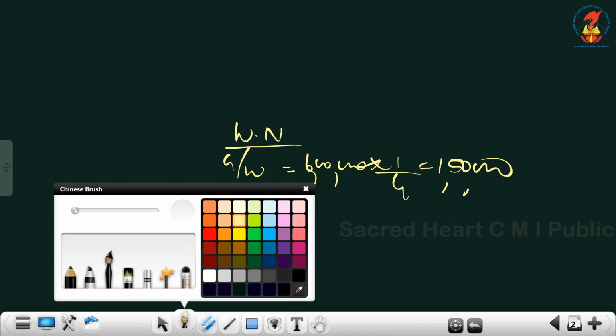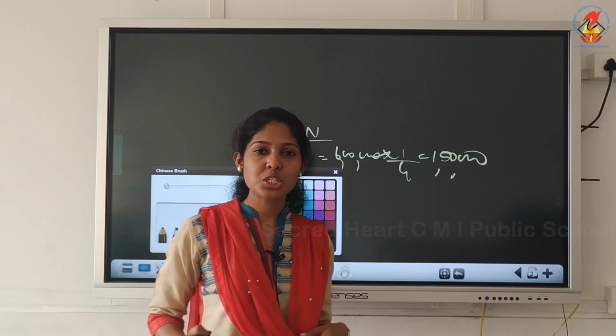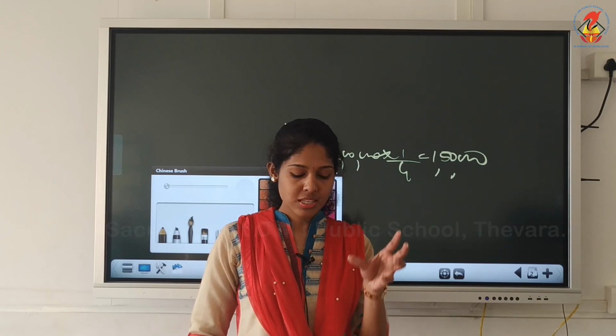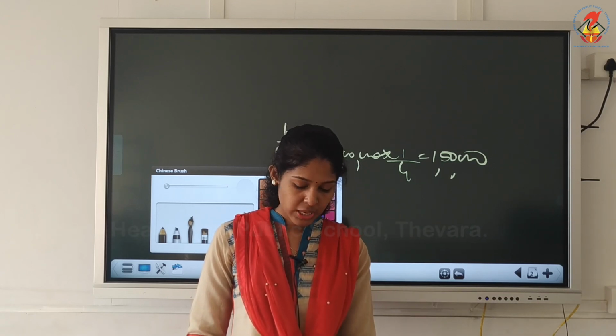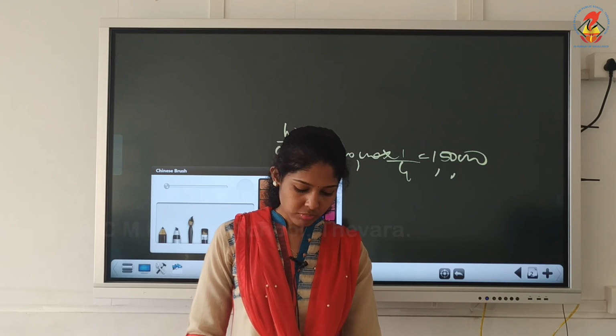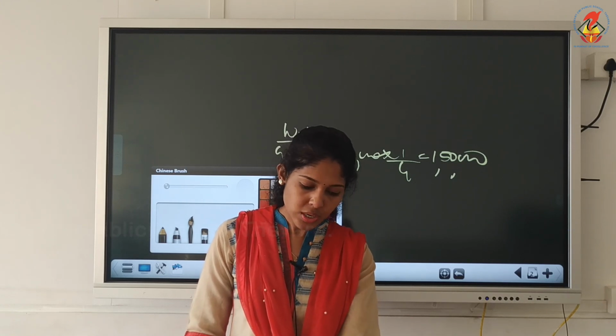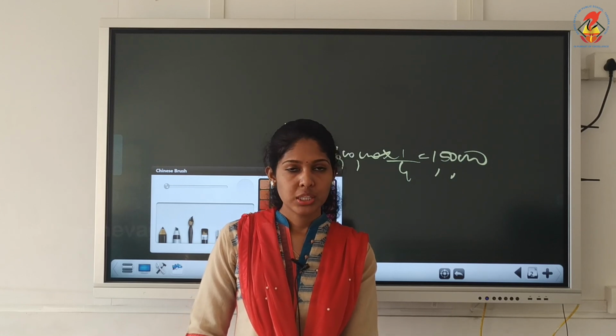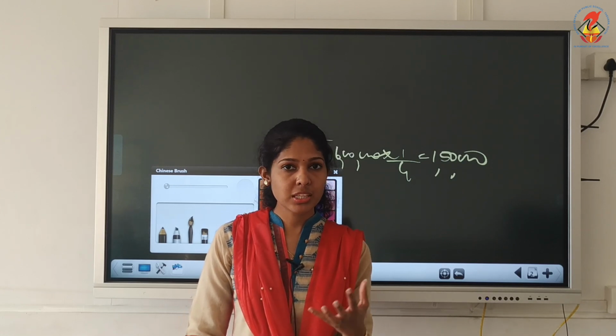And what is the gaining ratio? Gaining ratio is new ratio minus old ratio. That's the easiest way for you to remember. So gain is always new minus old. Here there is an old ratio in the question, but we don't have any new ratio. Specifically, they haven't given the new ratio.